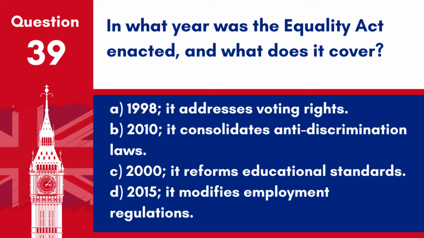Question 39. In what year was the Equality Act enacted, and what does it cover? A. 1998. It addresses voting rights. B. 2010. It consolidates anti-discrimination laws. C. 2000. It reforms educational standards. D. 2015. It modifies employment regulations.